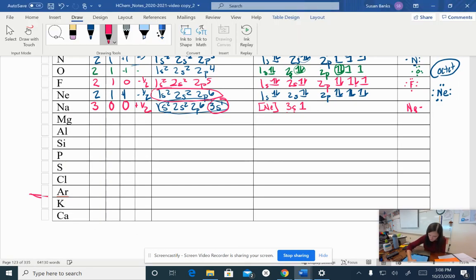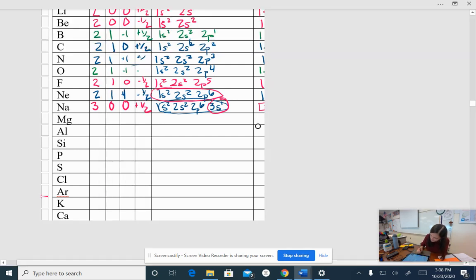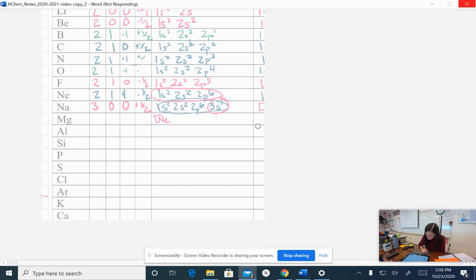Okay, so let's put this here. Let's change the color a little bit. So I'm going to do the noble gas notation. And what is happening to my screen? I'm going to do neon. So frustrating.